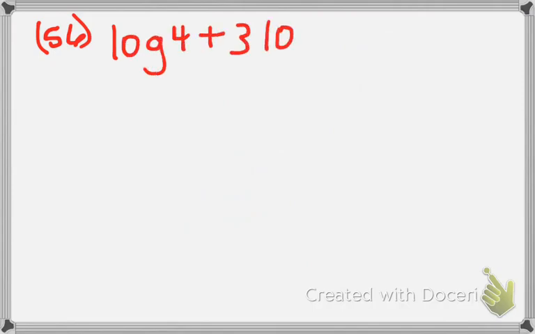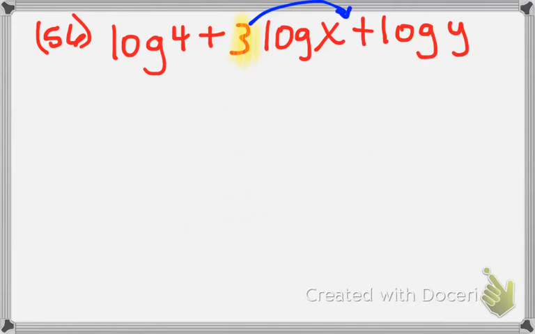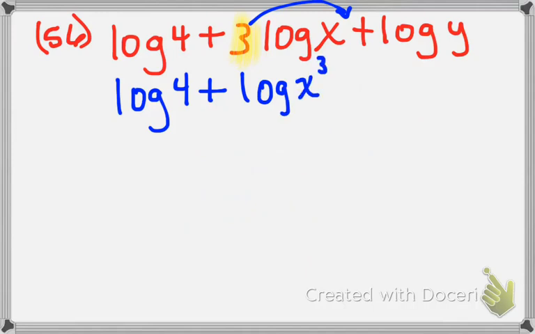Number 56. Still condensing. We're going to take log 4 plus 3 log x plus log y. Again, the first thing I look for is a coefficient that's going to need to be moved. So I'm going to move that 3 back over here. Log 4 plus log x to the 3rd power.